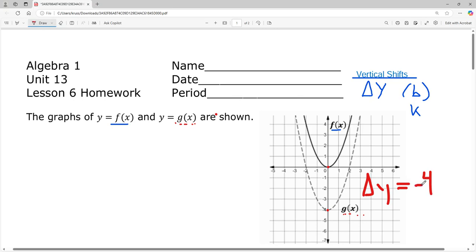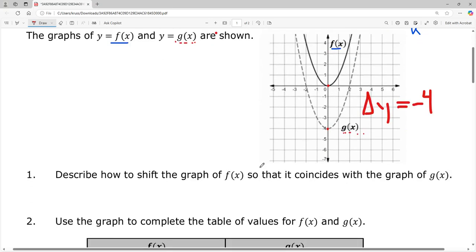Okay, so the good thing about these shifts as compared to your horizontal shifts is they're more intuitive. You just have to do what is happening mathematically in the equation, and the same thing is happening on the graph. Whereas for horizontal shifts, what it's doing on the graph, you have to do the opposite mathematically or algebraically in the equation.